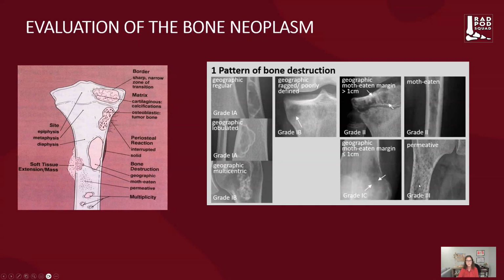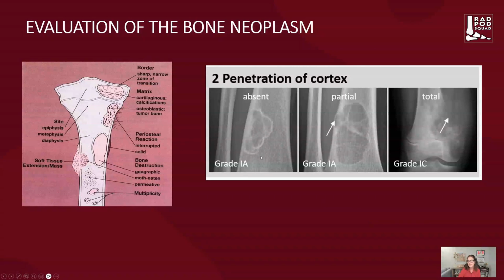And our permeative patterns, seen in very aggressive lesions, where we're seeing very small areas of cortical and intramedullary lucency over a certain length that is affecting the cortex. Permeative pattern, very aggressive. We'll be looking for penetration of cortex. Once the cortex is penetrated, we want to ask ourselves, is this aggressive?